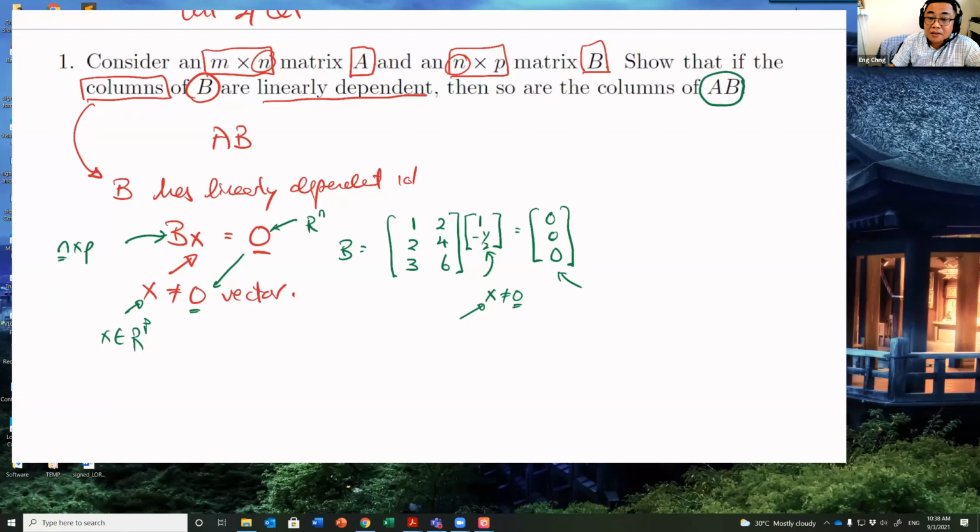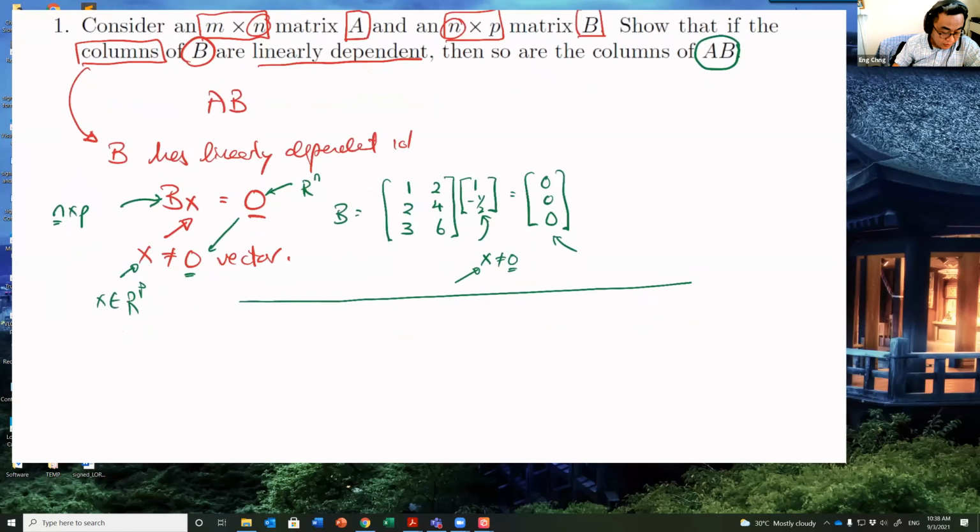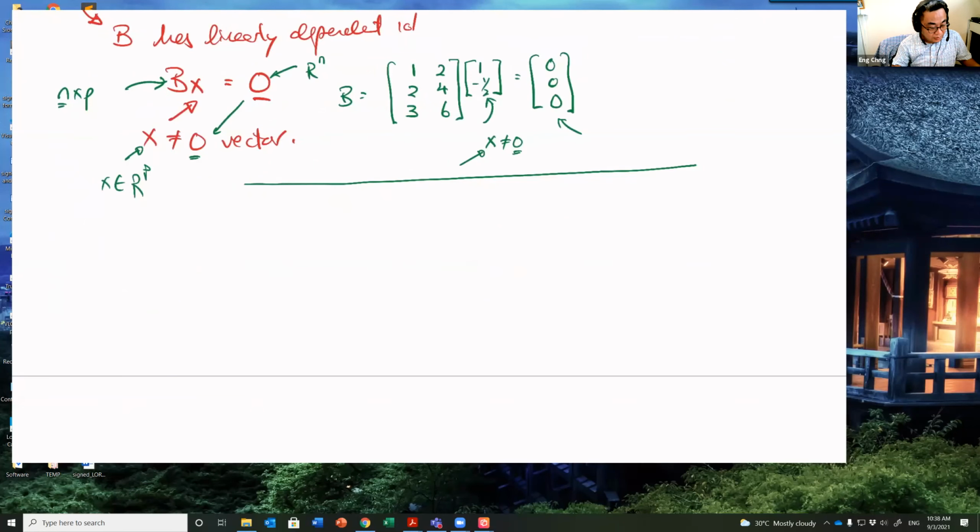Now, let's do the abstract version first, and then we can do the concrete version. The abstract version is very, very fast. So now let's go back to the red pen. The abstract version of this answer is Bx equals 0, x is not equal to 0, because B has dependent columns.